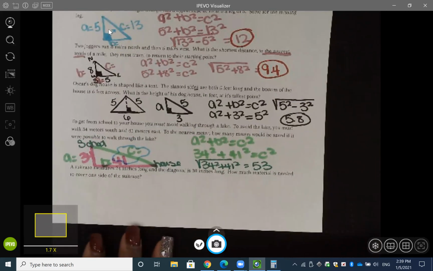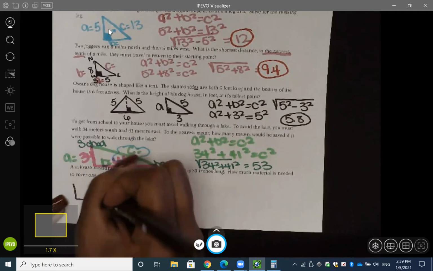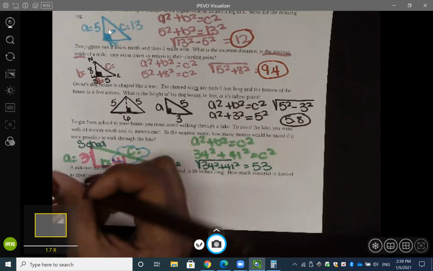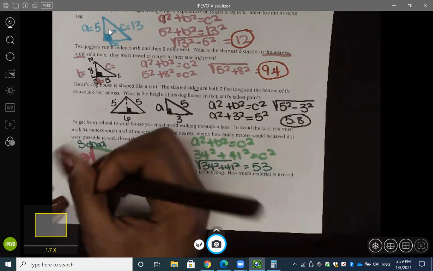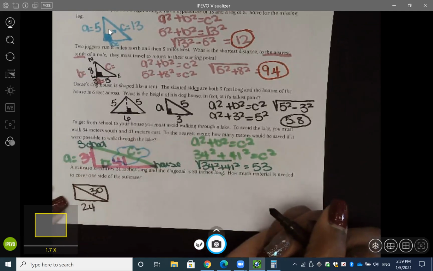Last one, it says a suitcase measured 24 inches. So a suitcase, or a basic suitcase, is what we're thinking of, not anything fancy. A suitcase measures 24 inches long, and it has a diagonal of 30. How much material is needed to cover one side of the suitcase?